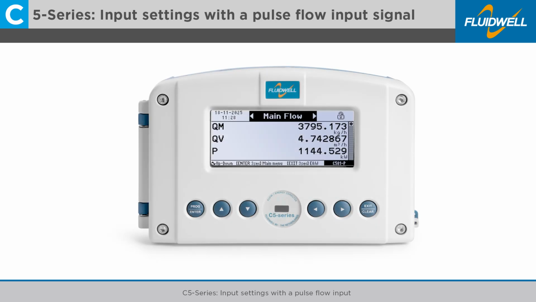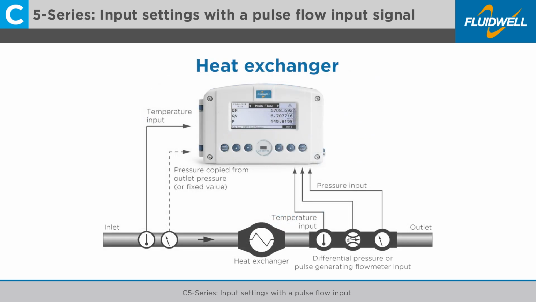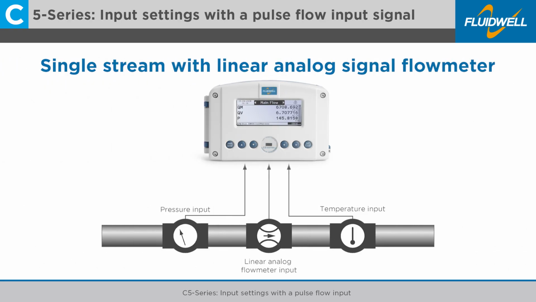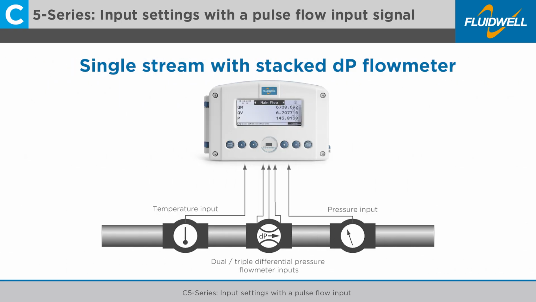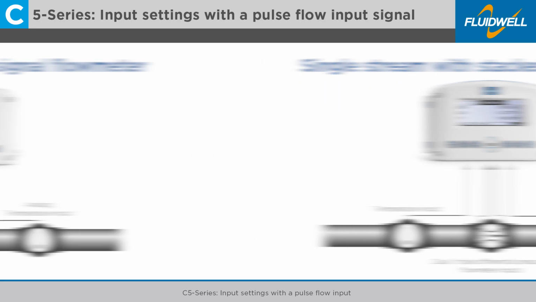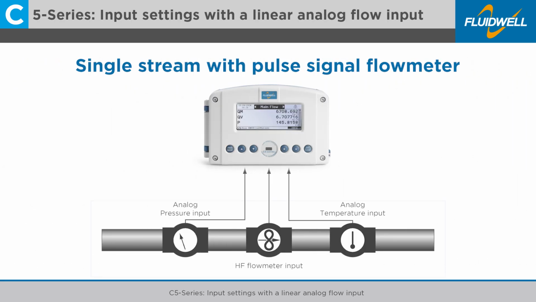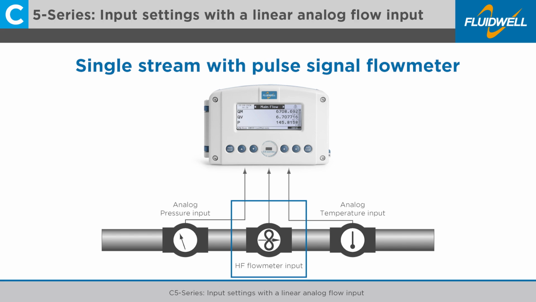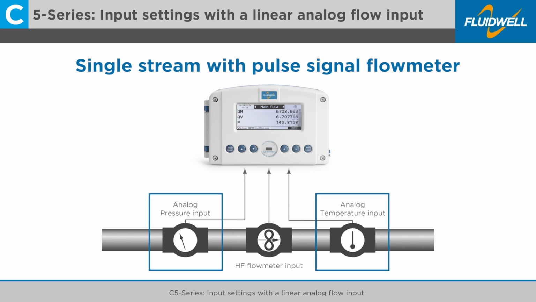The C5 series can be used for many types of applications. For that reason, the device is highly configurable. In this video, we will focus on a single-stream flowmeter application and the input settings for one pulse flow signal and an analog temperature and pressure input signal.